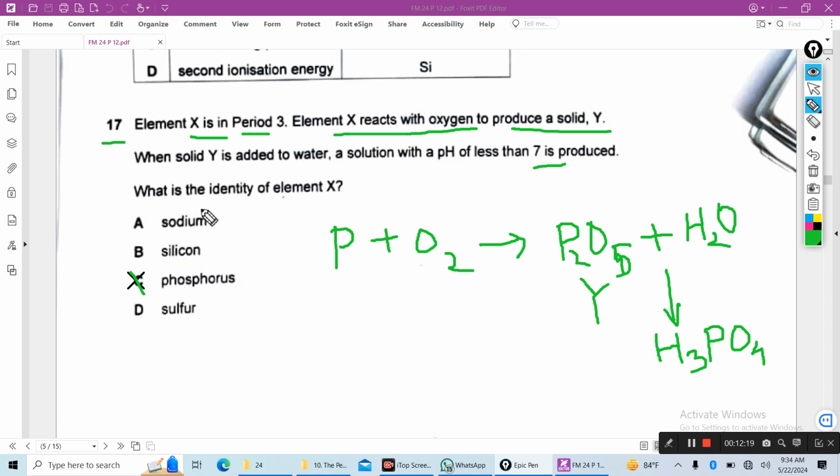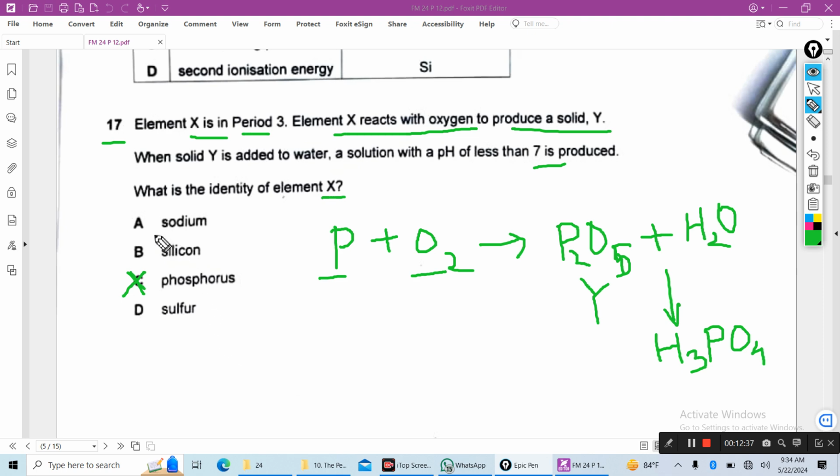What is the identity of the element X? So X will be phosphorus, because phosphorus reacts with oxygen to form solid Y. Phosphorus pentoxide reacts with water to produce phosphoric acid, pH less than 7.